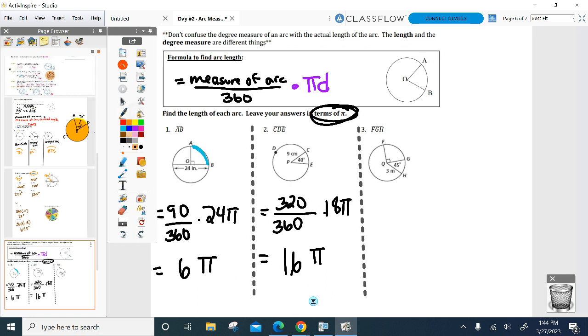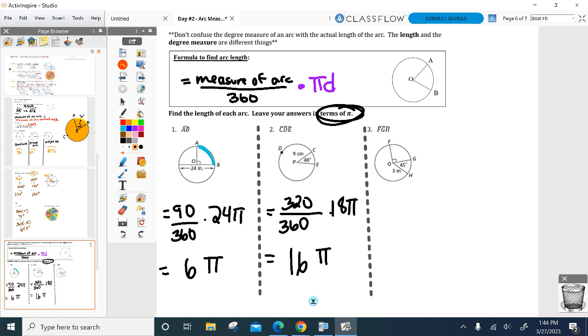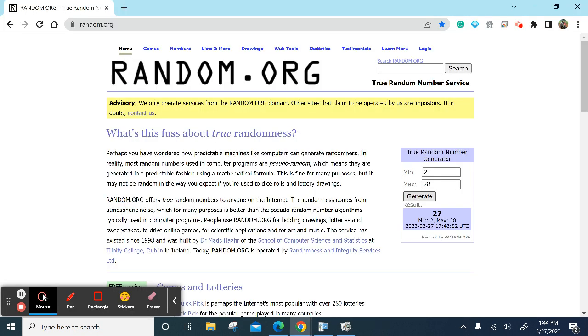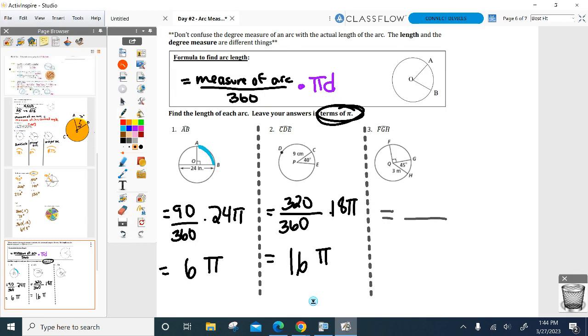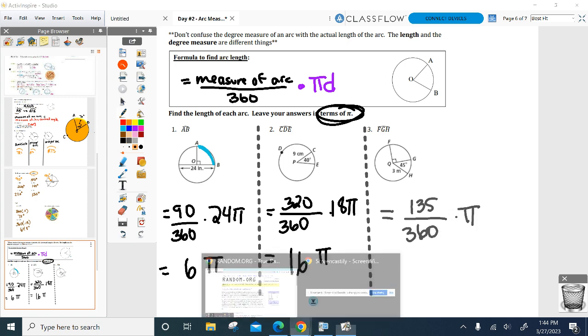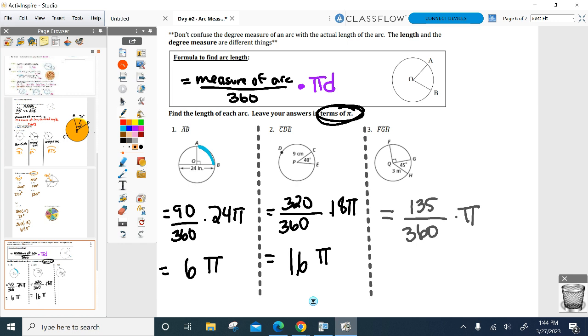And the final one here together before I let you do the honors level problem at the end. FGH. Follow the order: F to G to H. How long is that one? First, how about the measure of that arc? Measure in degrees. 135 over 360 times pi, diameter length. 6. Leave the pi in your answer.